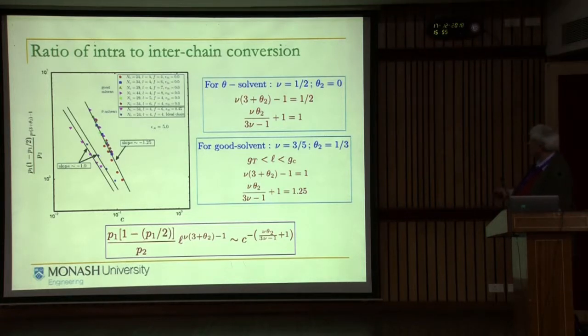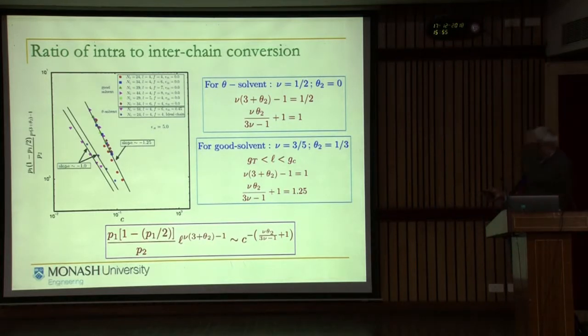And of course, again, if you work out these exponents, it turns out that theta should be 1 and this should be 1.25. And so the scaling has minus of those values. And here again, you get data collapse. Okay, which shows you that these scaling theories are astonishingly successful in predicting this behavior.